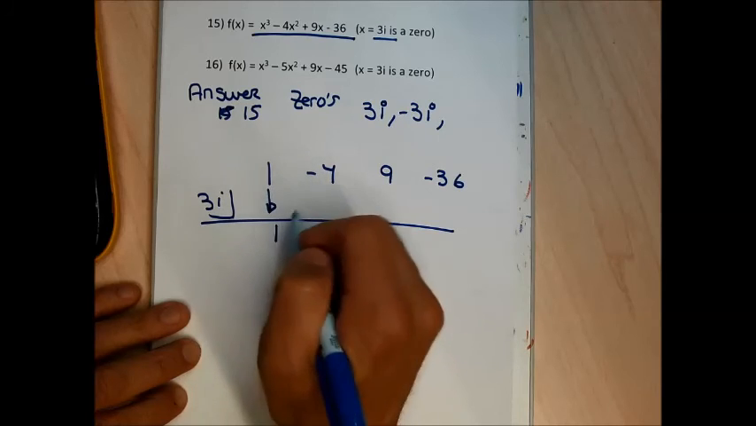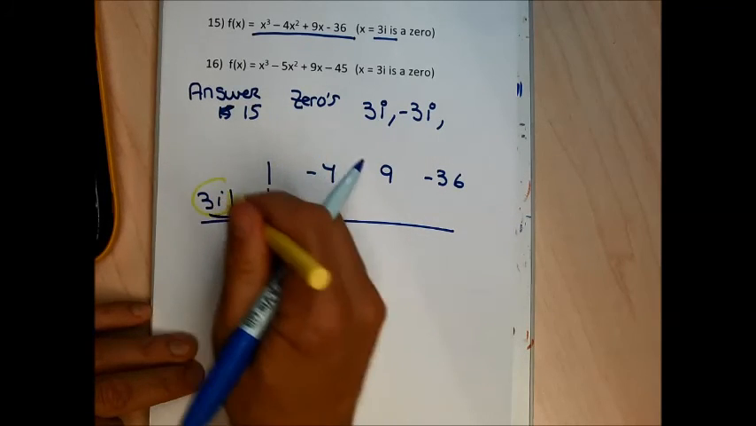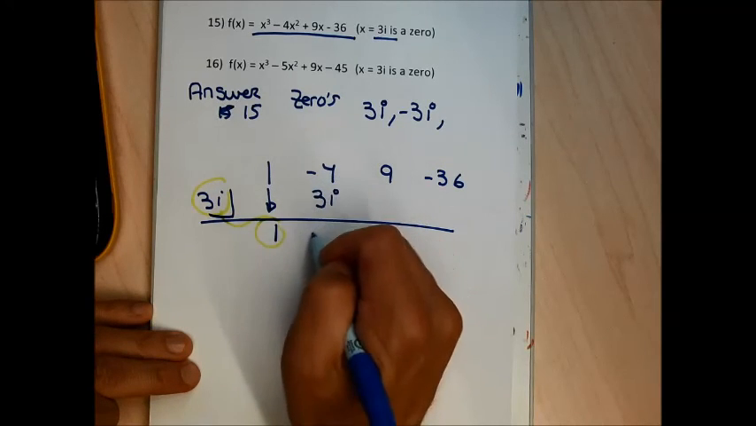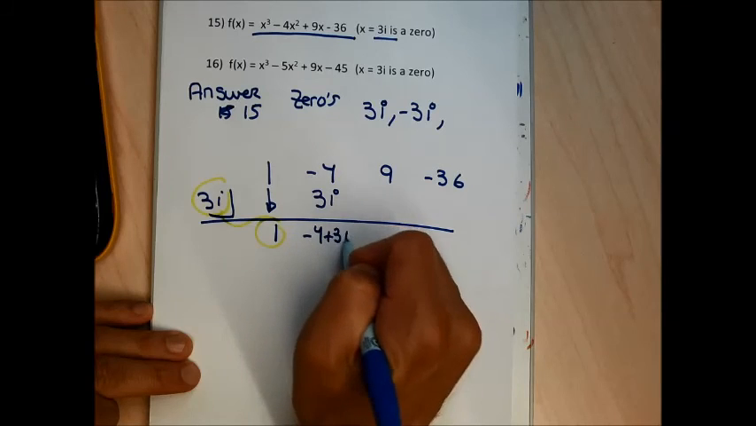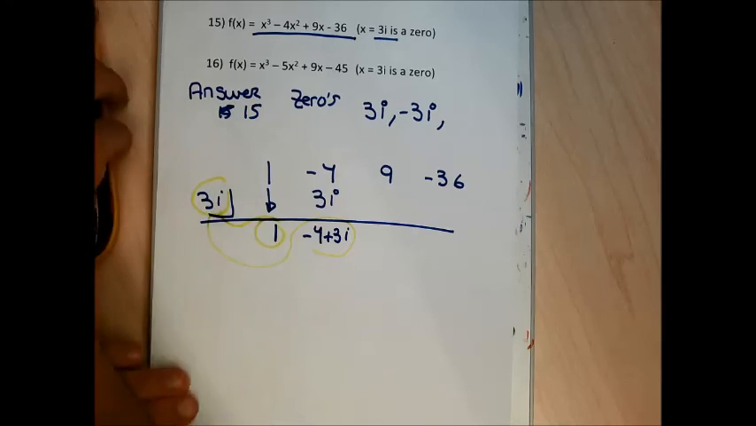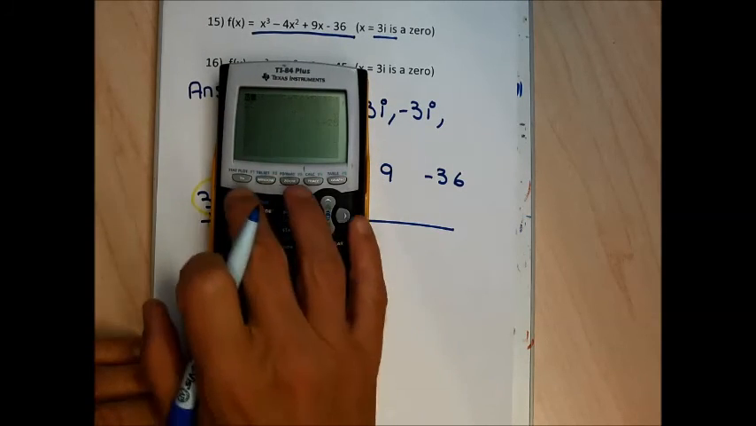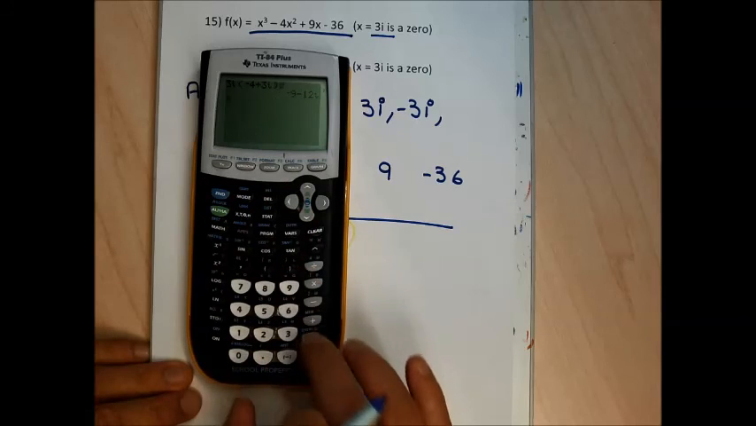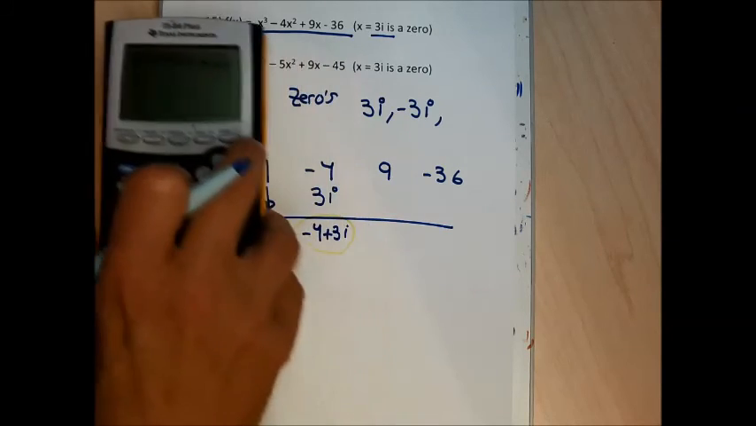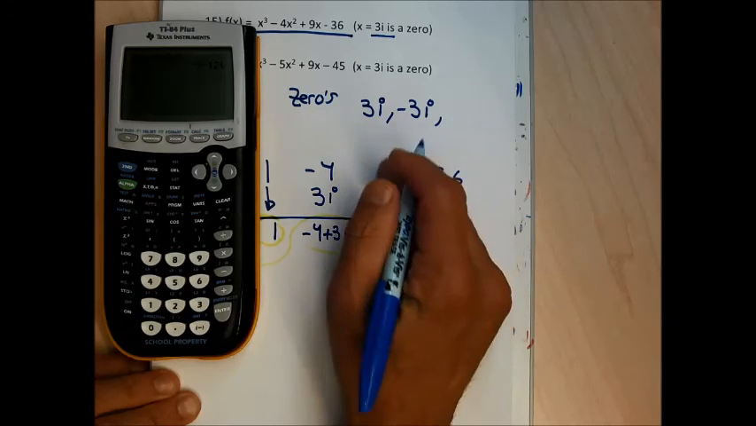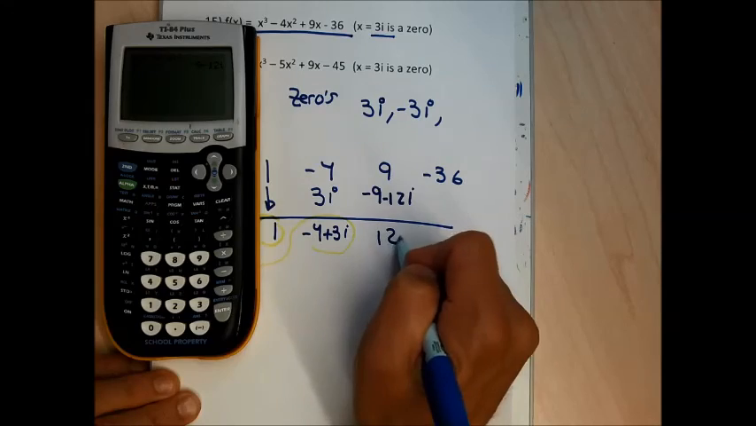I bring down the 1. I multiply the 3i and the 1 and get 3i. I combine these and get negative 4 plus 3i. Now I multiply 3i times negative 4 plus 3i on my calculator. So I'm going to go 3 second i times negative 4 plus 3 second i, and I'm going to get negative 9 plus 12i, negative 9 minus 12i, that I'm going to write right under this 9. The 9's are going to cancel, and I'm going to be left with the 12i.